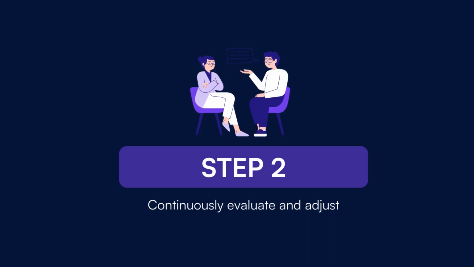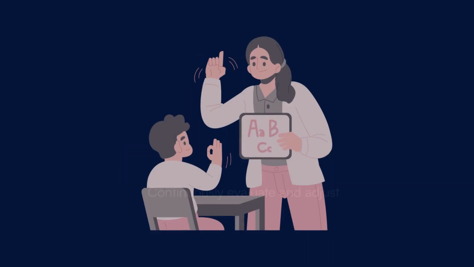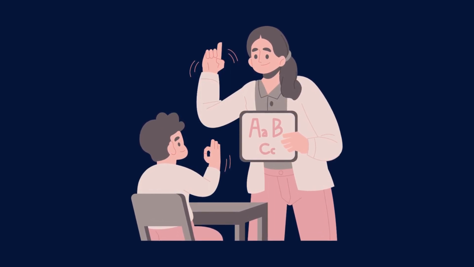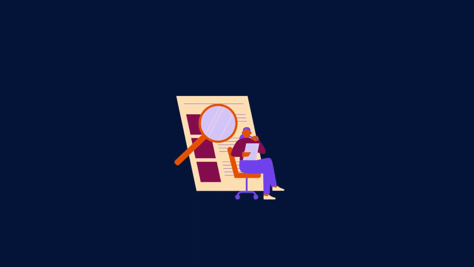Continuously evaluate and adjust. Regularly review progress with the student and their support team. Assess the effectiveness of the strategies and interventions outlined in the toolkit. If needed, make informed adjustments to cater to new challenges or opportunities for growth.